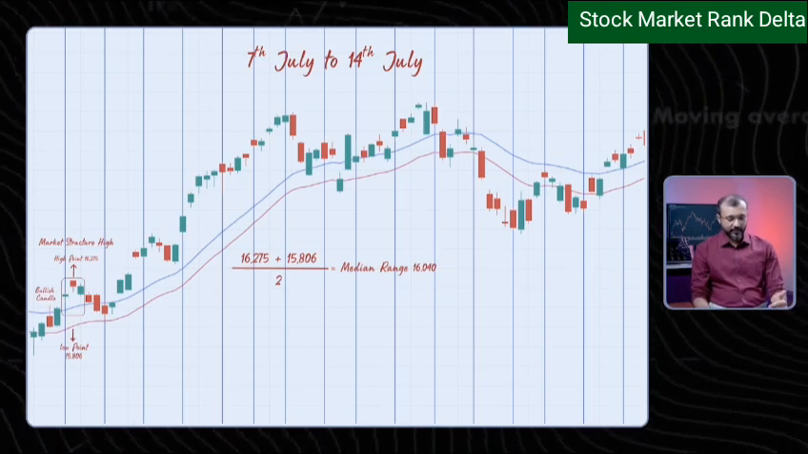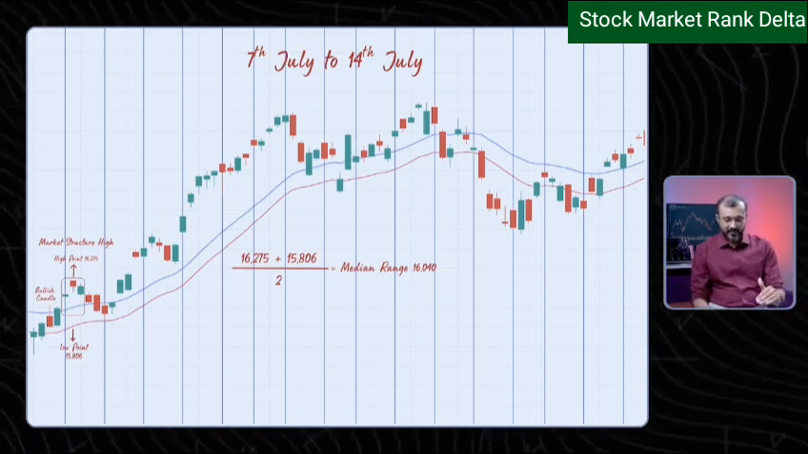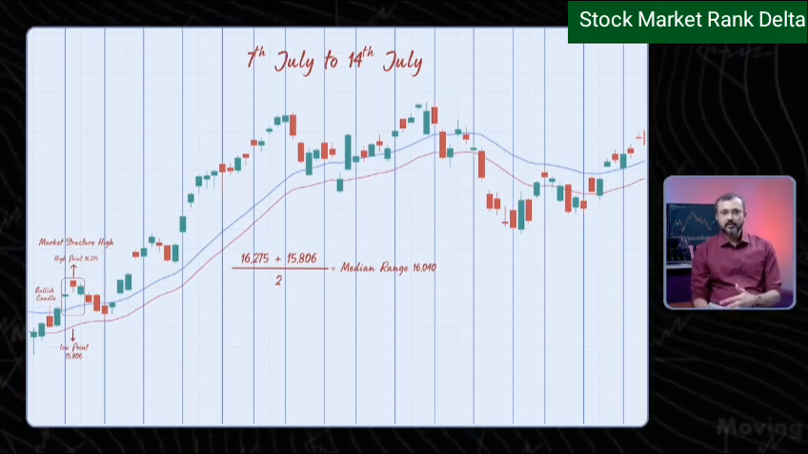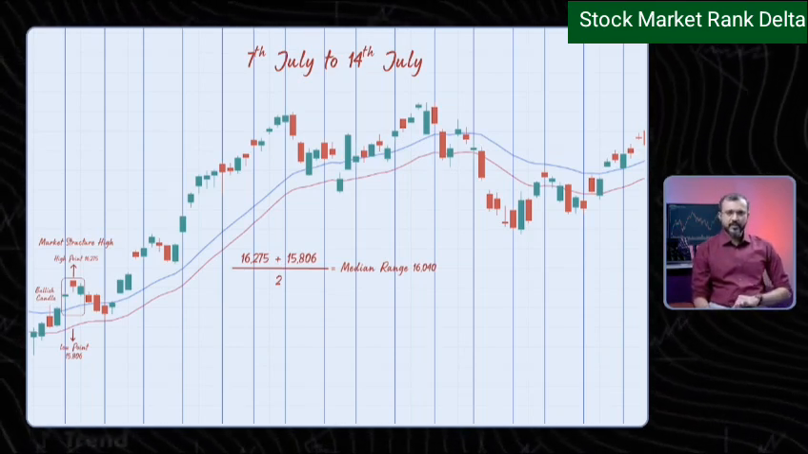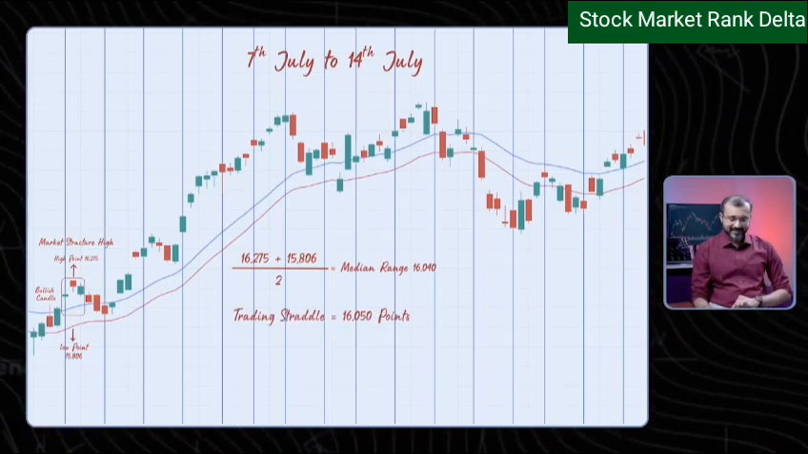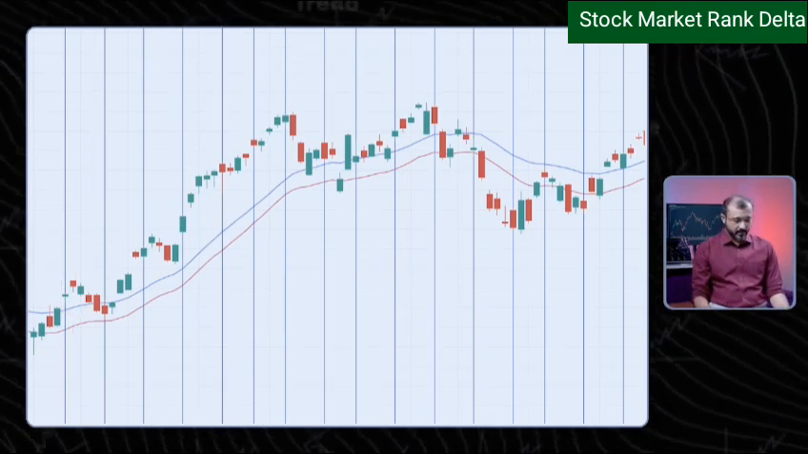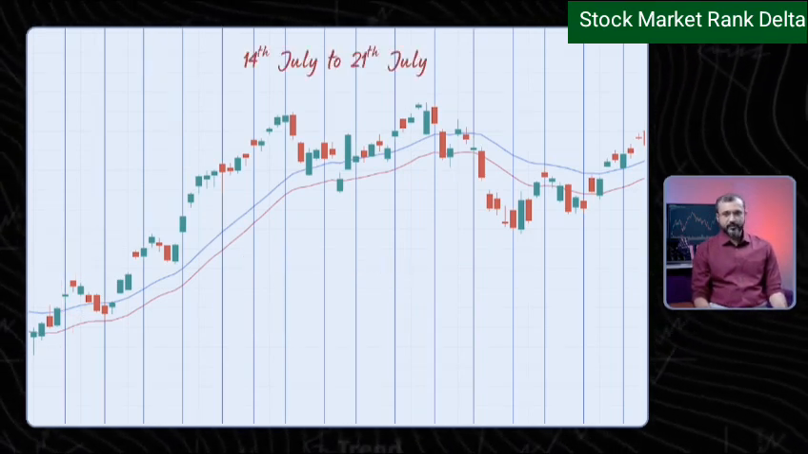When the price came below moving average, it was already below moving average. We have gone short somewhere around 270 points and it has gone to 100. So we made somewhere around 170 points trading this straddle of 16,050 points.